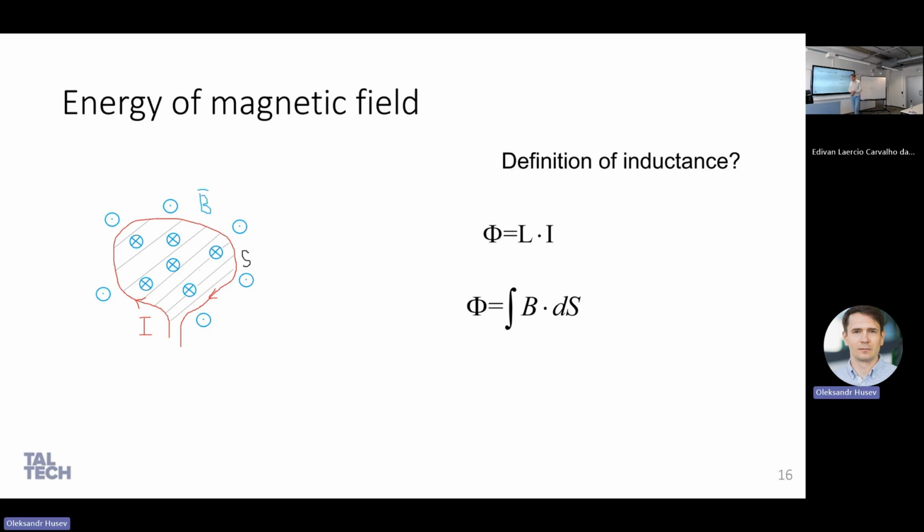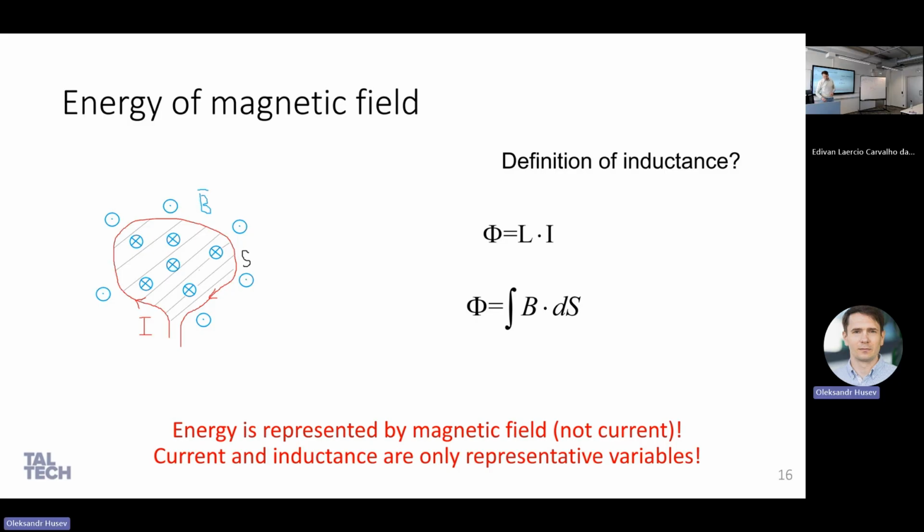Now, why do I ask about this? Because energy is represented by the magnetic field, not current. Current and inductance are only representative. So we need to think about the magnetic field in this case.